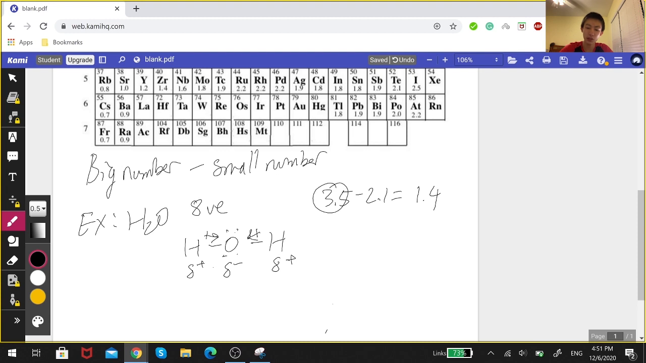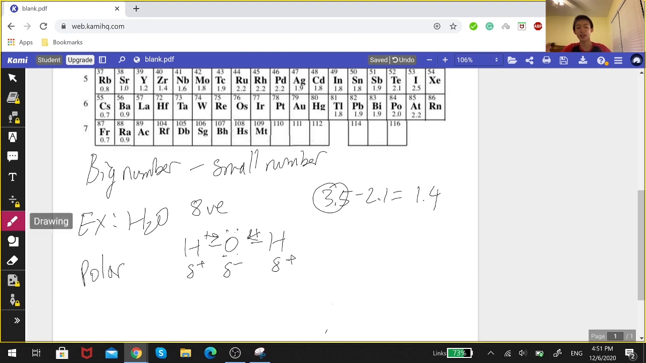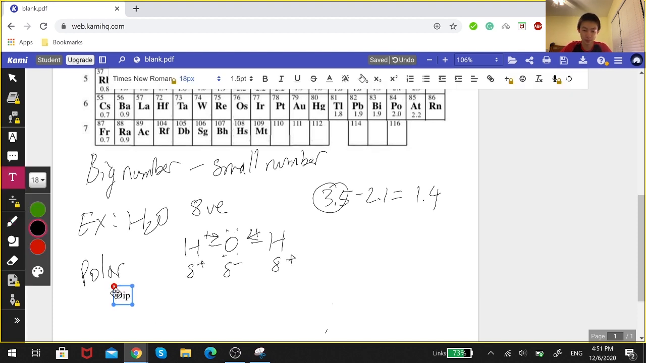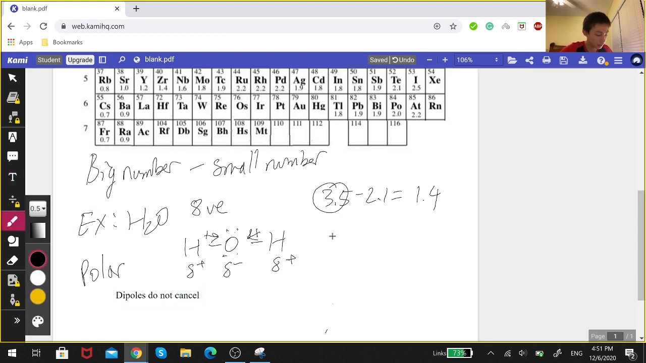Now we see that these two are both polar bonds, and that means this molecule will be polar. H2O is polar. And now, when we write the explanation, why is it polar? We're going to say dipoles do not cancel. Now, what does that mean? A dipole is an unequal sharing of electrons. And whenever dipoles don't cancel out, that means the molecule is polar.